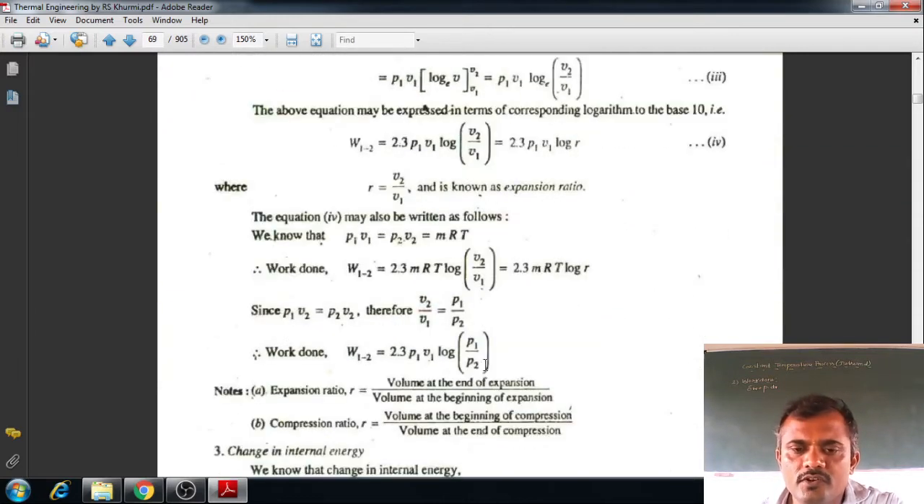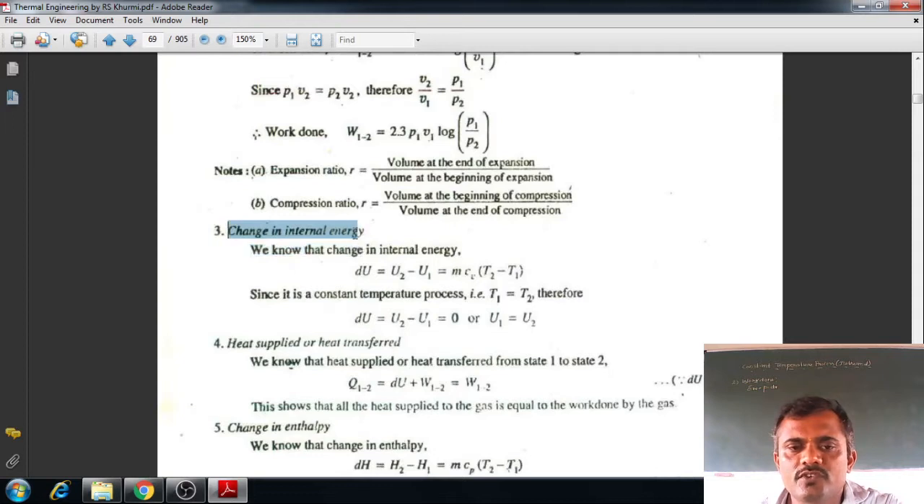Before that, please concentrate on the expression for change in internal energy. As I said earlier, the expression for change in internal energy is dU is equal to m Cv into (T2 minus T1). Suppose the temperature is maintained constant, T1 is equal to T2. When we substitute, T2 minus T2 is equal to 0, or T1 minus T1 is equal to 0. 0 multiplied by m into Cv is totally 0. Therefore dU is equal to 0, or otherwise we can say the internal energy at the first state is equal to the internal energy at the second state.